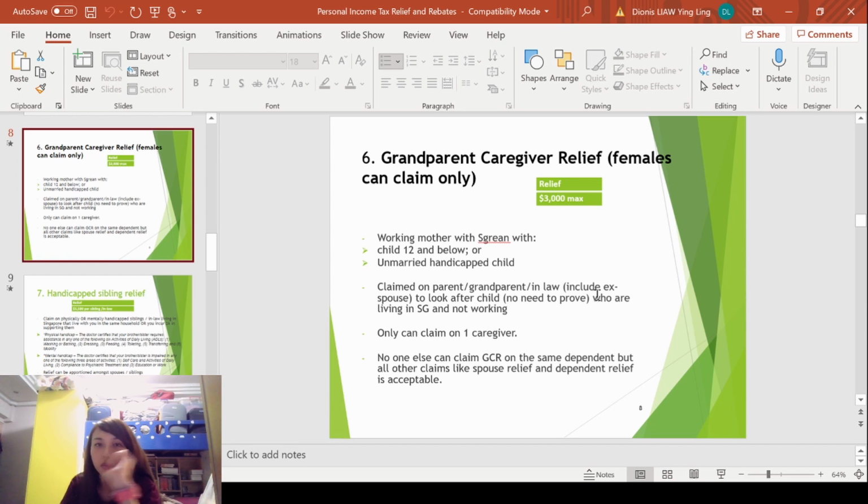You can only claim on one caregiver. So no matter if both your parents are looking after the child, you can only claim on one caregiver. No one else can claim this grandparent caregiver relief on the same caregiver. For example, if I want to claim on my mom, my sister cannot claim on her. But all other claims like spouse relief or those dependent reliefs that I mentioned above are independent. You can continue claiming them.